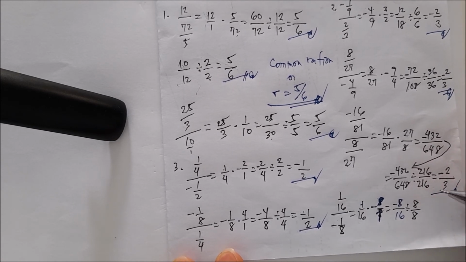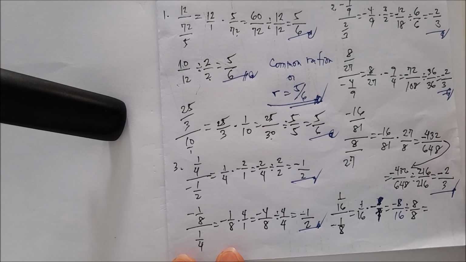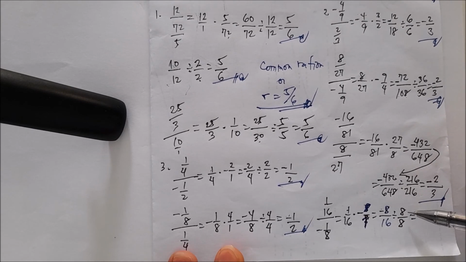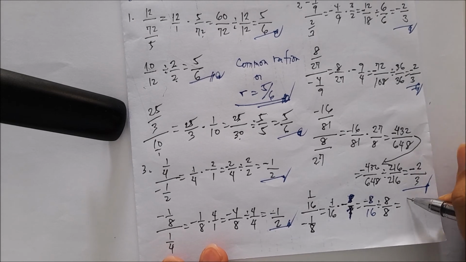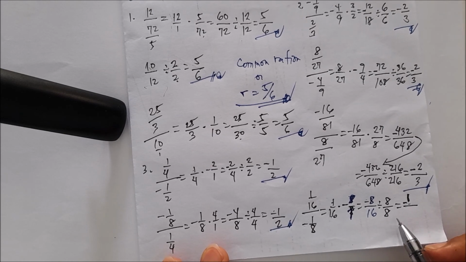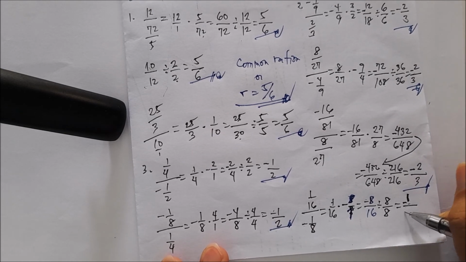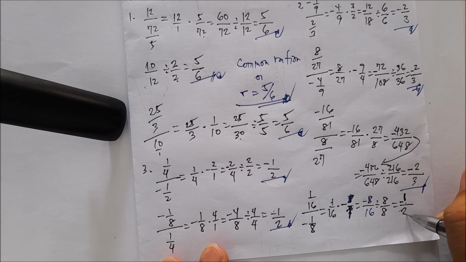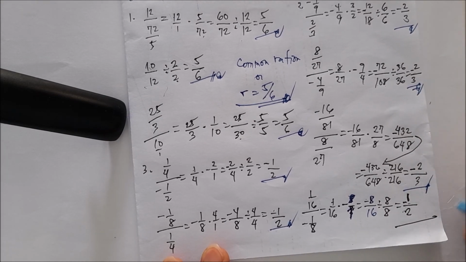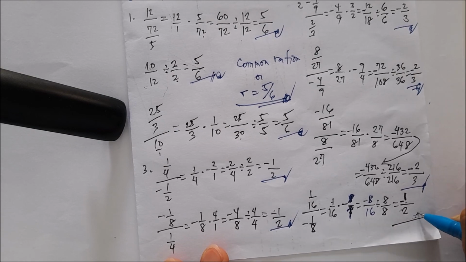Negative 8 divided by 8 is negative 1. 16 divided by 8 equals 2. So the answer, the final answer, is negative 1/2.